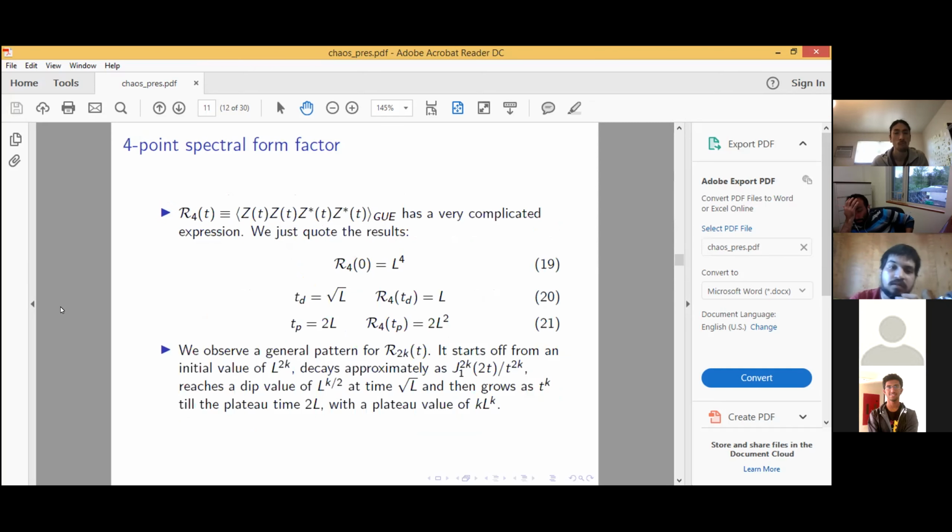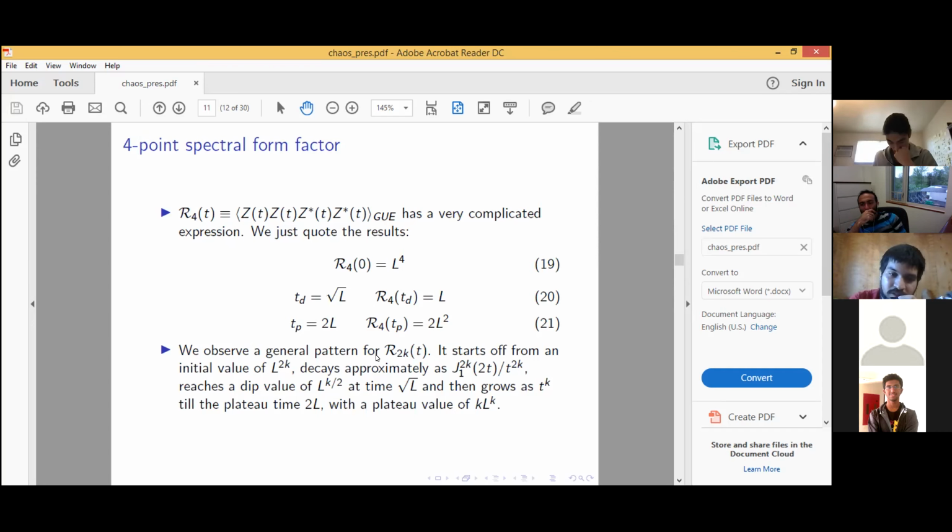Okay, and we can work out the 4-point spectral form factor as well, which has a pretty complicated expression. So just quoting the results here, the initial value is L to the 4. The dip time again turns out to be root L, and the value of R4 at the dip time turns out to be L. The plateau time is 2L, and the plateau value of R4 is 2L squared. So we have a general pattern for a 2K point spectral form factor.